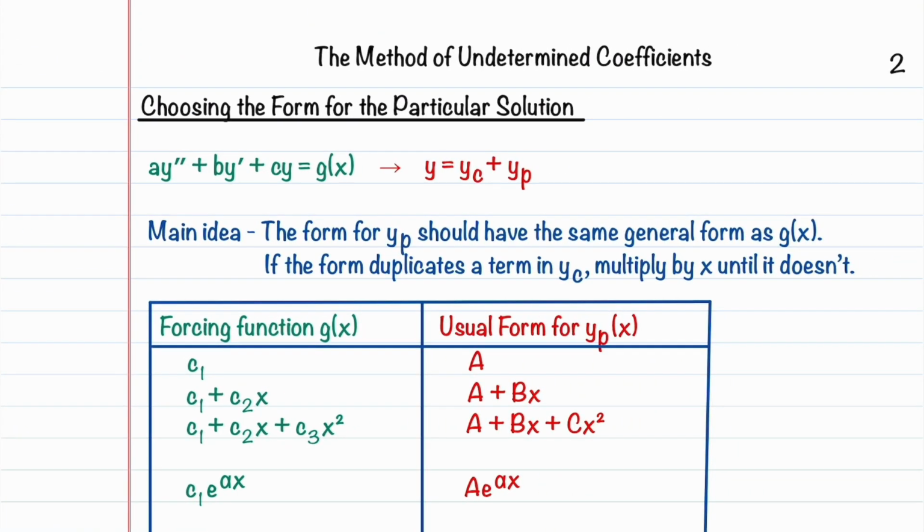Before we walk through all the examples, let's talk briefly about how to choose the form for the particular solution. The form for the particular solution, y sub p, will be of the same form as the right-hand side, g of x. If this form duplicates a term in the homogeneous solution, we have to multiply it by x until it doesn't, and we'll walk through an example of this.